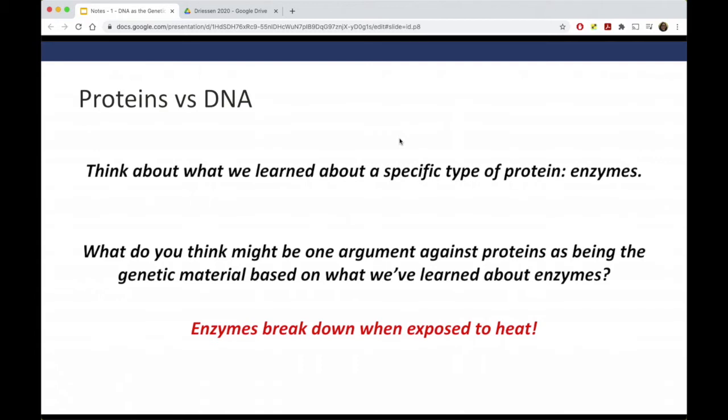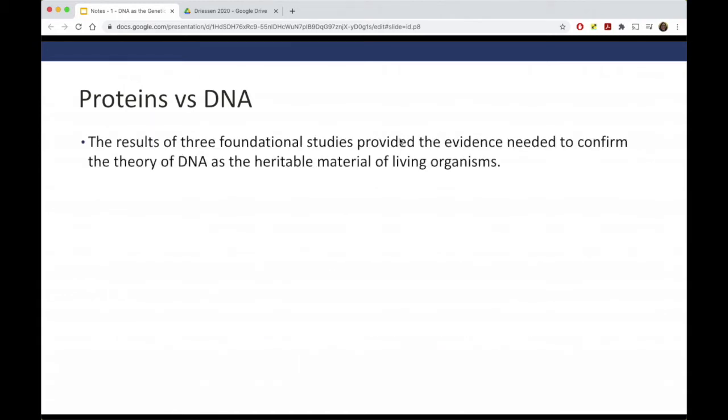So at this point, scientists are on a quest. They want to figure out what molecule does store that genetic information that is passed from generation to generation. And so the results of the upcoming 3 foundational studies provide the evidence that is needed to confirm the theory of DNA as the heritable material of all living organisms.